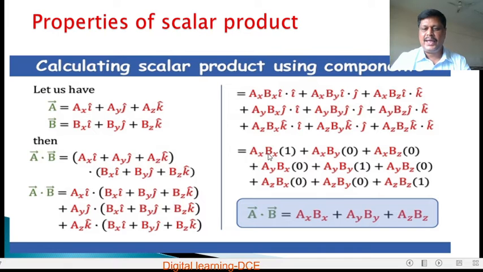So except Ax Bx, Ay By, Az Bz, all terms are equal to 0, then a dot b is equal to Ax Bx plus Ay By plus Az Bz. This is how we can take a dot product using the components. A dot b is equal to Ax Bx plus Ay By plus Az Bz.